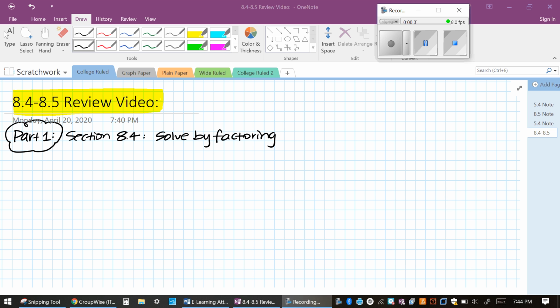So again, whenever you are solving by factoring, your goal is to have all of your terms on one side and then zero on the other. And the zero could be on the left side or the right side.